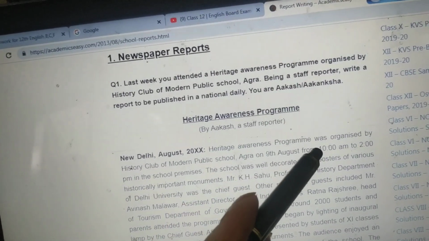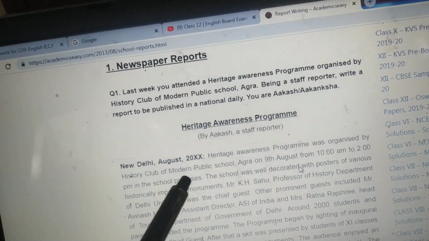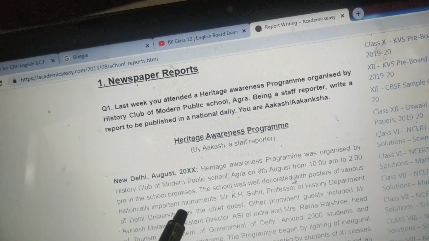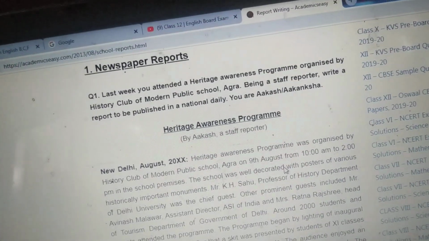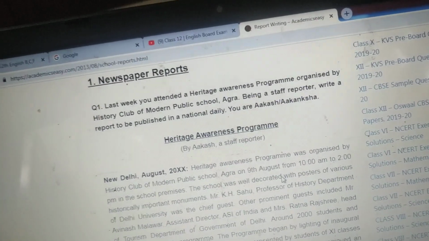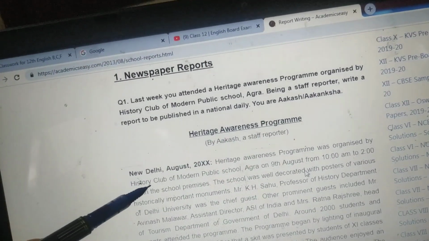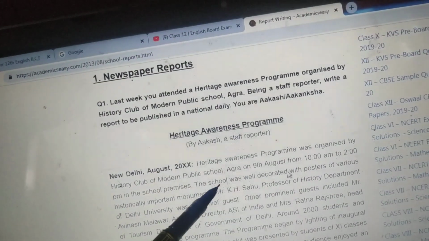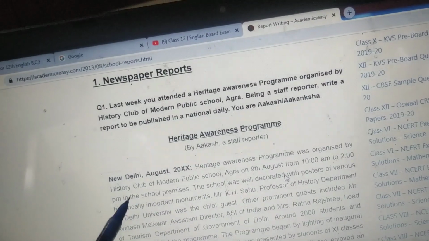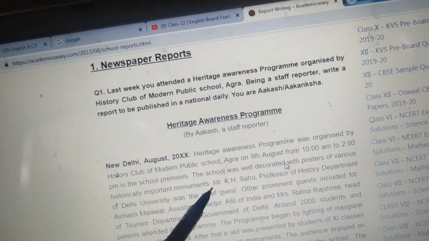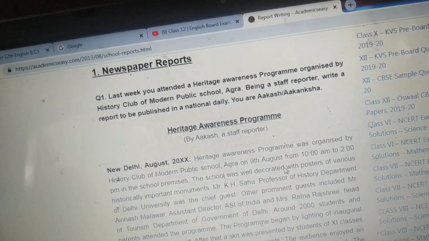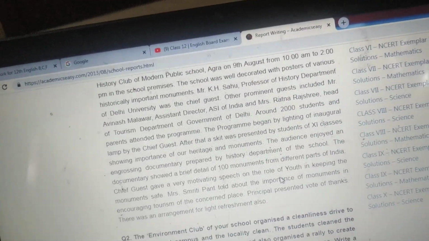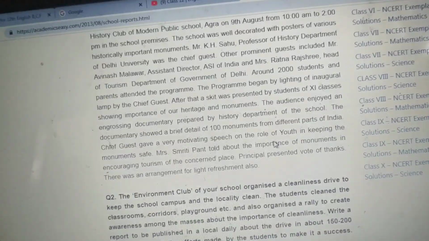Heritage Awareness Program was organized by the History Club of Modern Public School, Agra on 9 September from 10 a.m. to 2 p.m. in the school premises. Dear students, it is only one line, but it carries lots of information. It has given you when, the date, where, and what the time was. The school was well decorated with posters of various historically important monuments, and who was the chief guest. Then the details of the event are given there, like how many students participated and what all happened there. So this is all information that is added there.